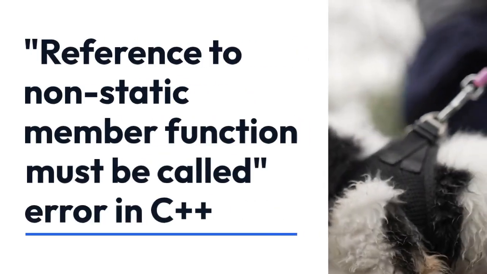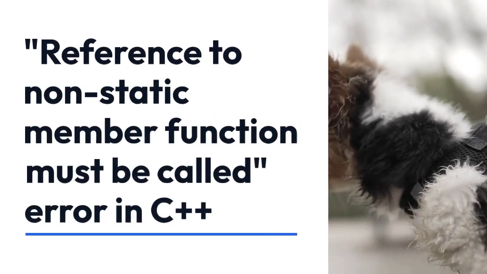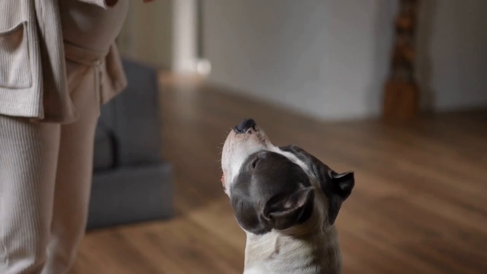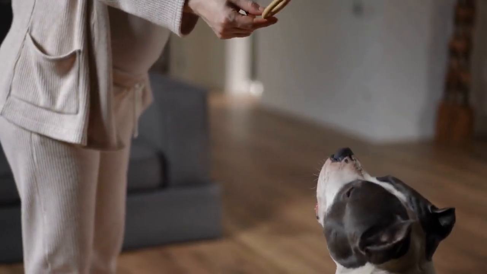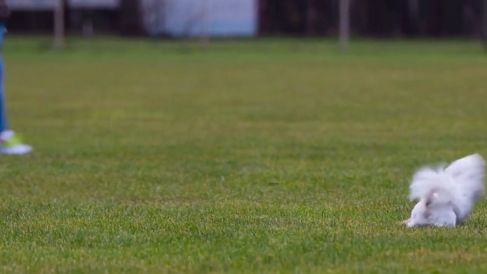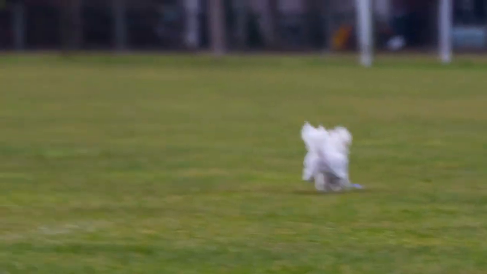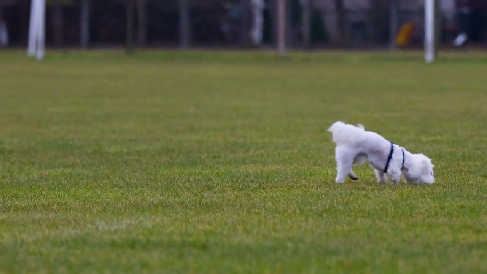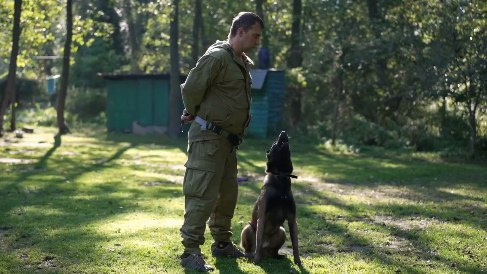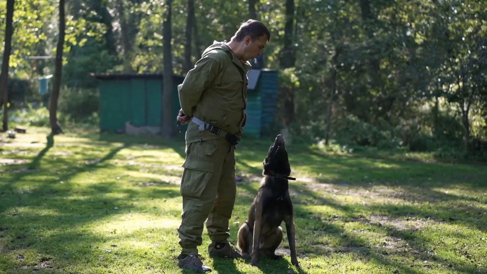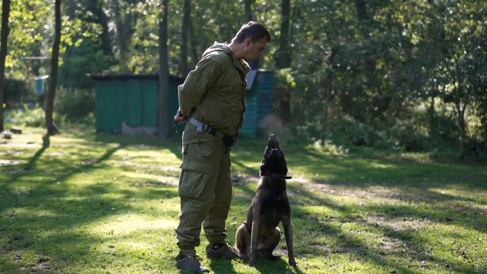Let's explain the "reference to non-static member function must be called" error in C++. This error pops up when you try to use a non-static member function without an object of the class. Remember, in C++, member functions (methods) are associated with specific objects, instances of a class. Static member functions, on the other hand, belong to the class itself, not to any particular object. This is the key difference.